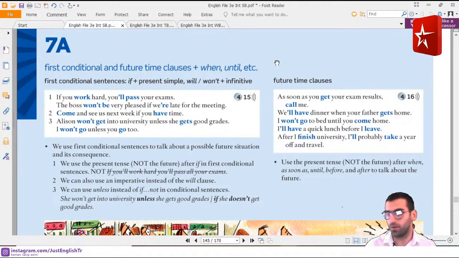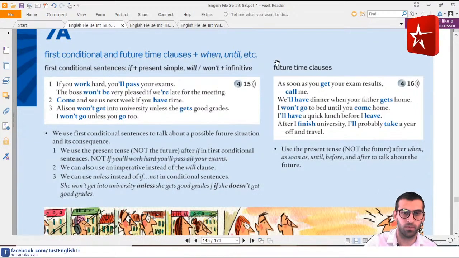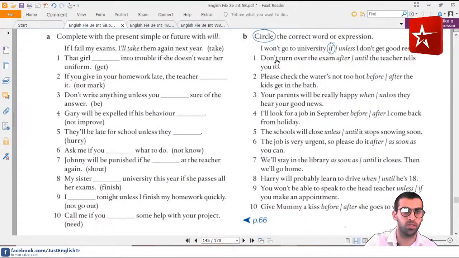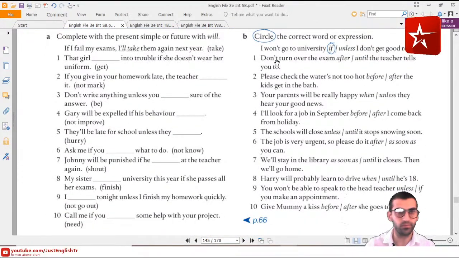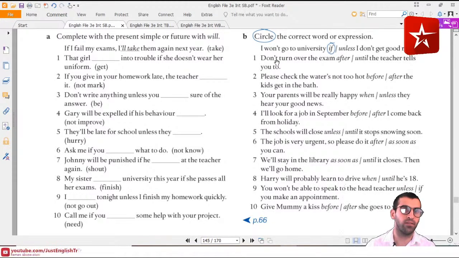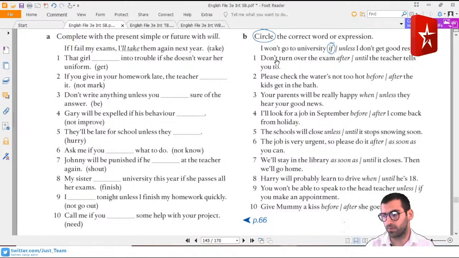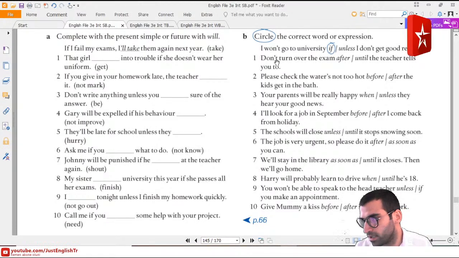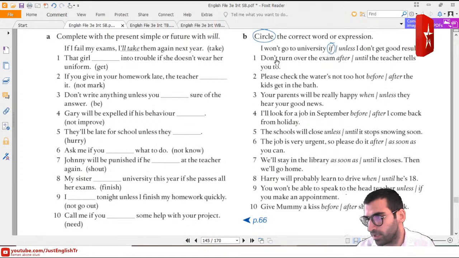So, if you are ready, we can continue with the exercises, and we will do part A. Complete with the present simple or future with will. For example, if I fail my exams, I will take them again next year. What about number 1? I am waiting for your answers for number 1. If you know the answer of number 1, let me know, okay?